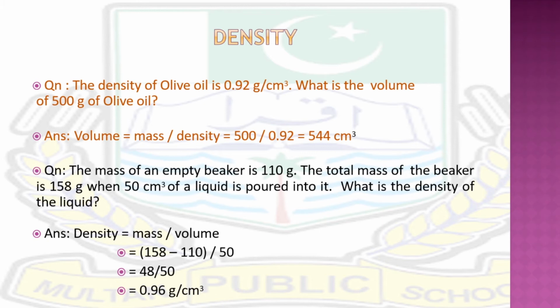In the next case, the mass of an empty beaker is 110 grams. The total mass of the beaker is 158 grams when 50 cubic centimeters of a liquid is poured into it. What is the density of the liquid? We know that density is equal to mass per unit volume. Now we have to take the difference between the two values, that is 158 grams, the mass of the beaker with liquid, and 110 grams, the mass of the empty beaker, and divide by the volume of the liquid, that is 50 cubic centimeters. By taking the difference, you will get 48 divided by 50, and the answer would be 0.96 gram per cubic centimeter.